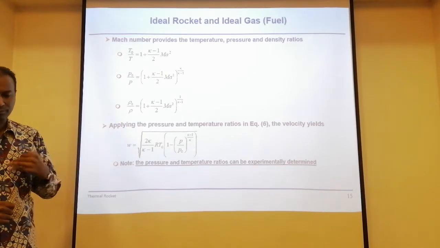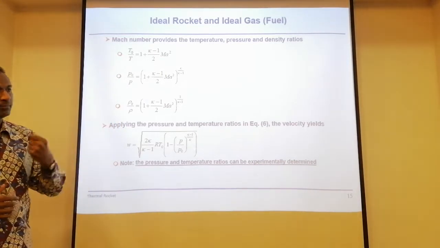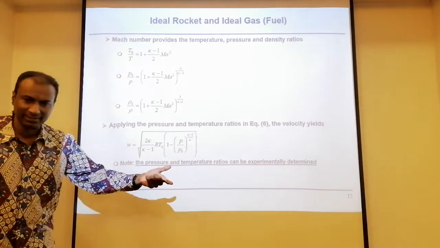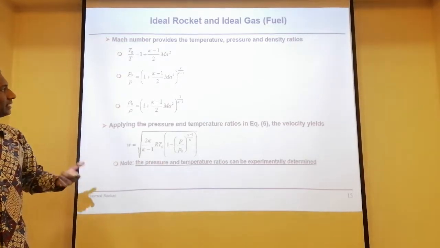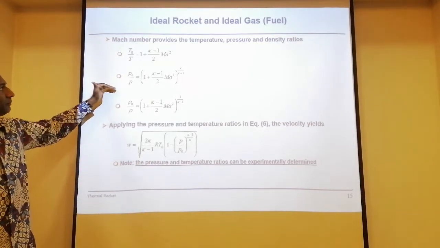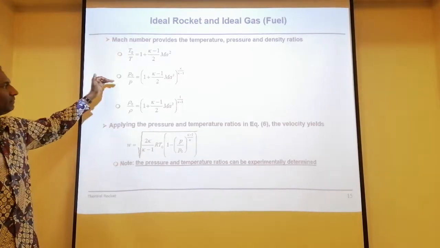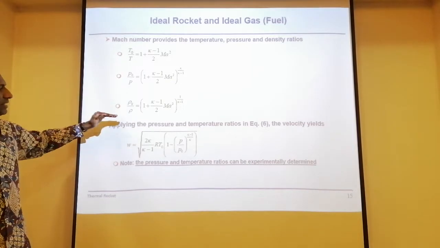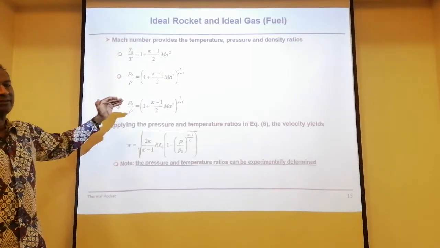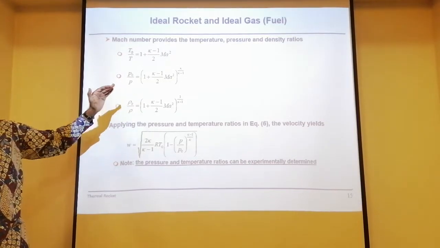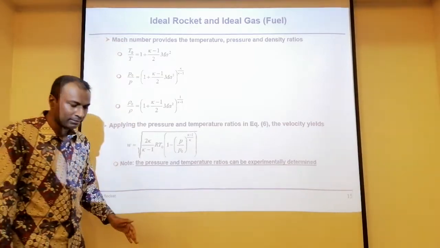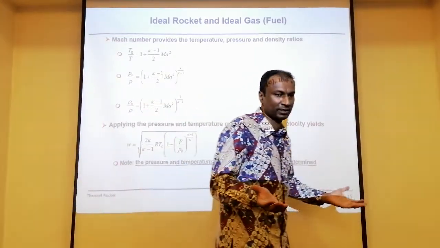The Mach number of what? The Mach number of the exhaust gas, the outgoing gas. So very importantly, I now have the temperature ratio, the pressure ratio, and the density ratio as a function of kappa and Mach number. Which means life is now easier.